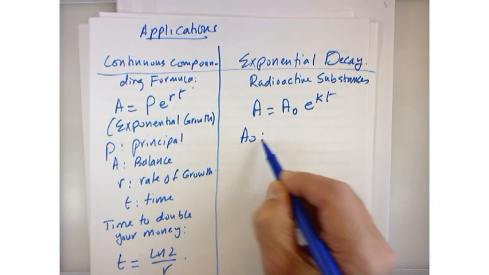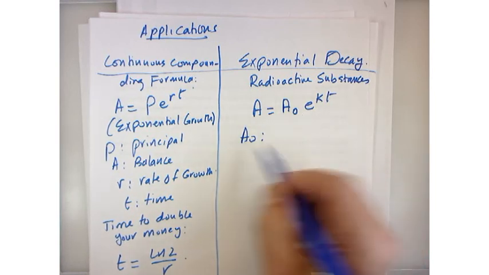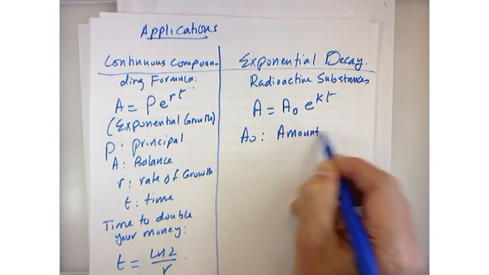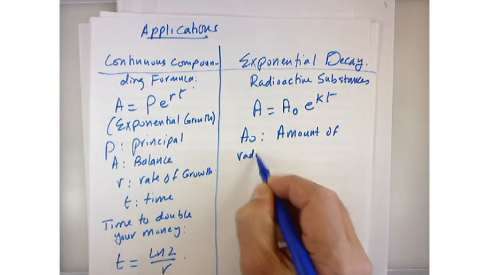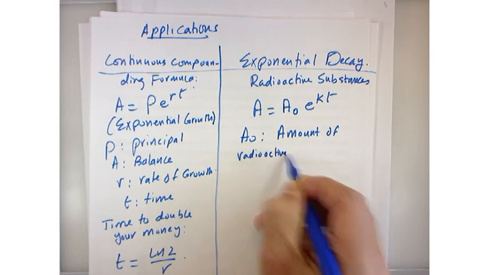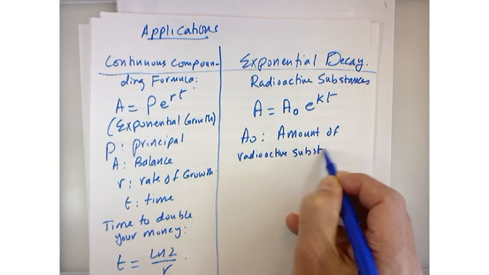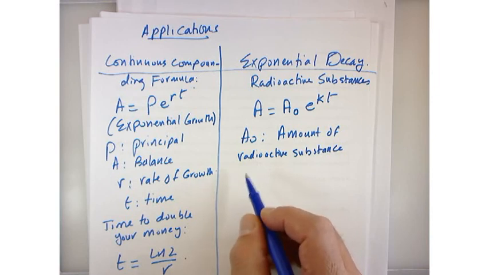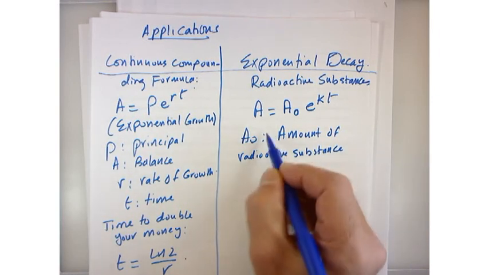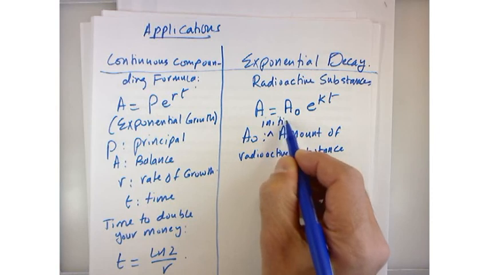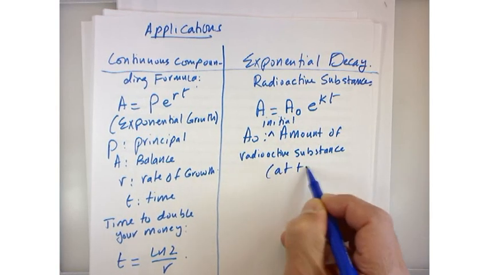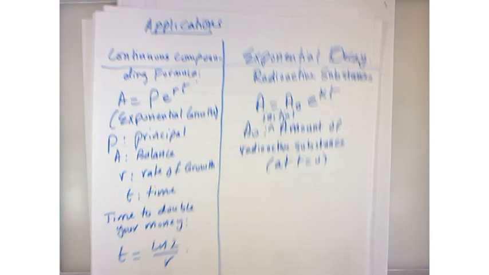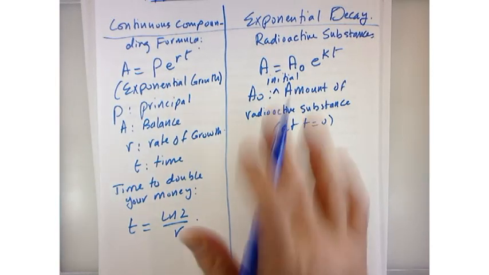Since we're talking about radioactive substances, A0 is the amount of radioactive substance, it's the initial amount, which is at time t equals 0. Once you start the experiment, how many grams of uranium did you have? 20 grams, 5 grams? That's your A sub 0.